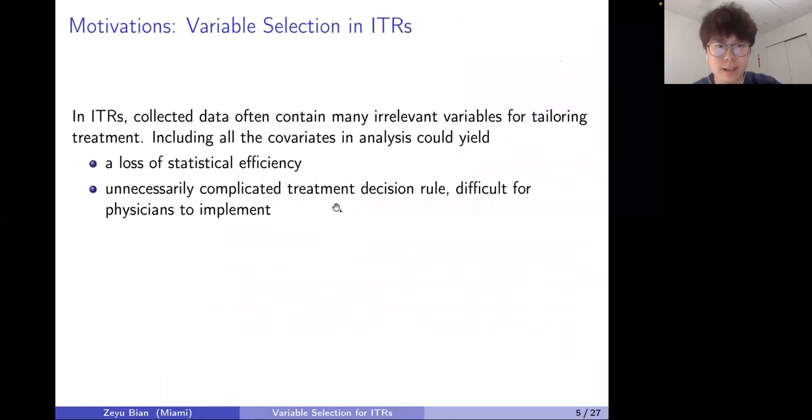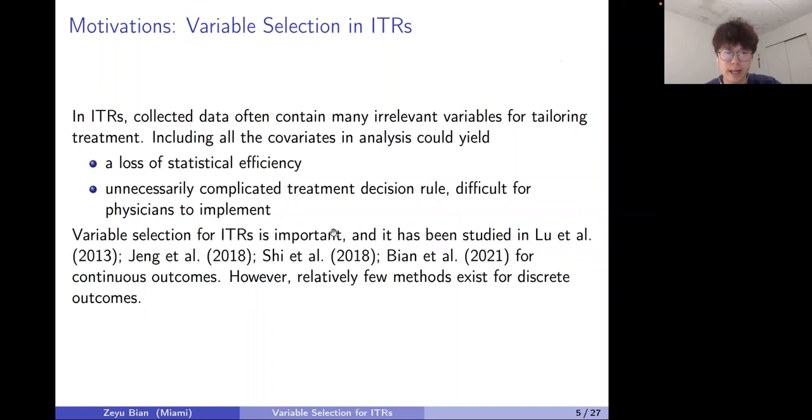Some motivations: why do we need to do variable selection in ITRs? Because in ITRs, the collected data often contain many irrelevant variables for tailoring treatment, and including all those variables in the analysis could yield, first, a loss of efficiency. That is, the resulting estimator could have a large variance. And second, it could also yield an unnecessarily complicated treatment rule, which is difficult for physicians to implement or to interpret.